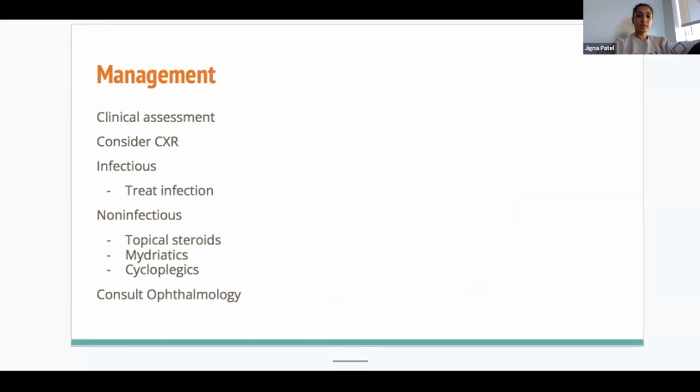So the management for these patients usually starts with a clinical assessment. You want to do a specific physical exam and look for certain findings that may uncover the cause of the uveitis. Patients with IBD may complain of GI symptoms or joint pain. Patients with HLA-B27 may complain of some sort of joint or back pain. Patients with herpes, you may see skin vesicles somewhere on their body, which may be the leading cause of this uveitis.